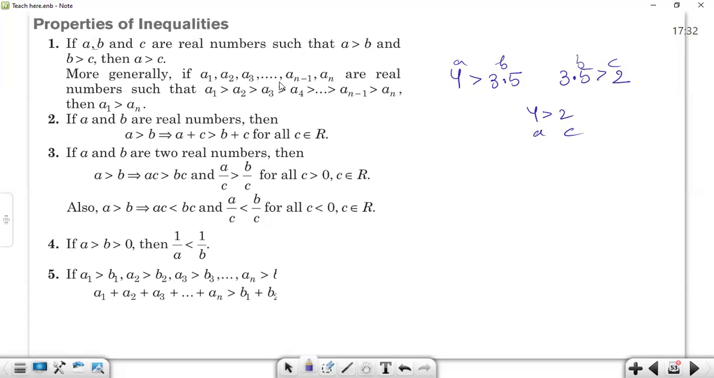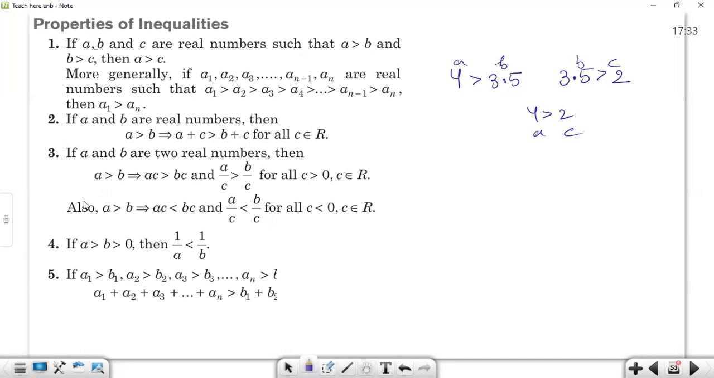More generally, A1, A2, A3, An minus 1, An, these are real numbers such that A1 is greater than A2, greater than A3, greater than A4, and so on. So then we can conclude from this that A1 is, of course, greater than An. Okay. Second property: if A and B are real numbers, then A is greater than B implies that if we add C on both sides, then A plus C is greater than B plus C. But there's a condition here that C must be a real number, because inequality is not defined for imaginary numbers.